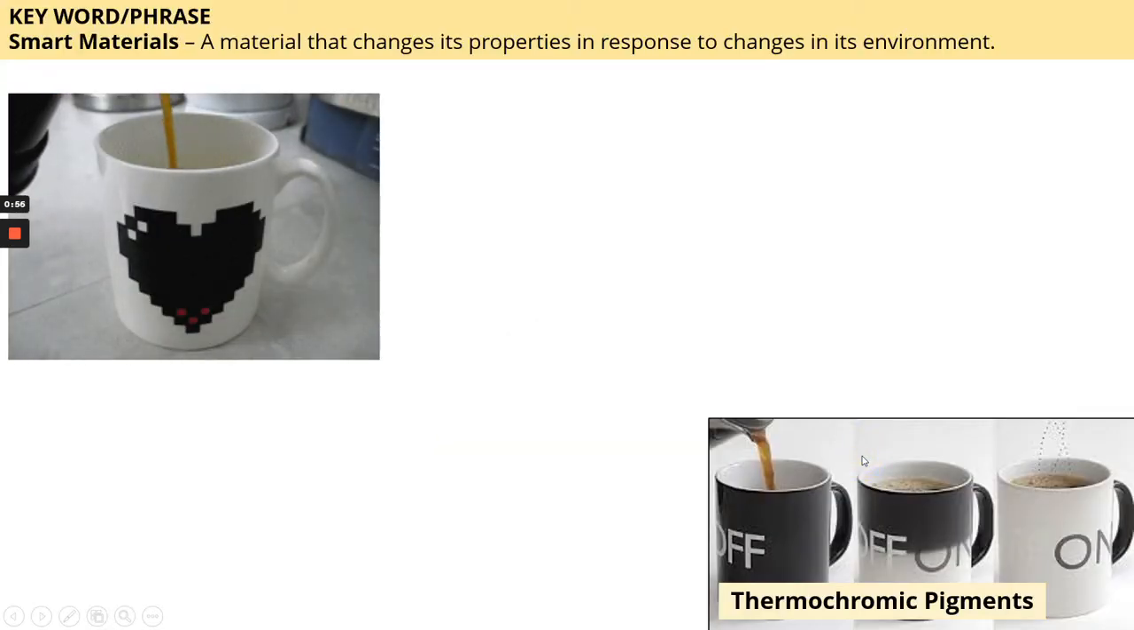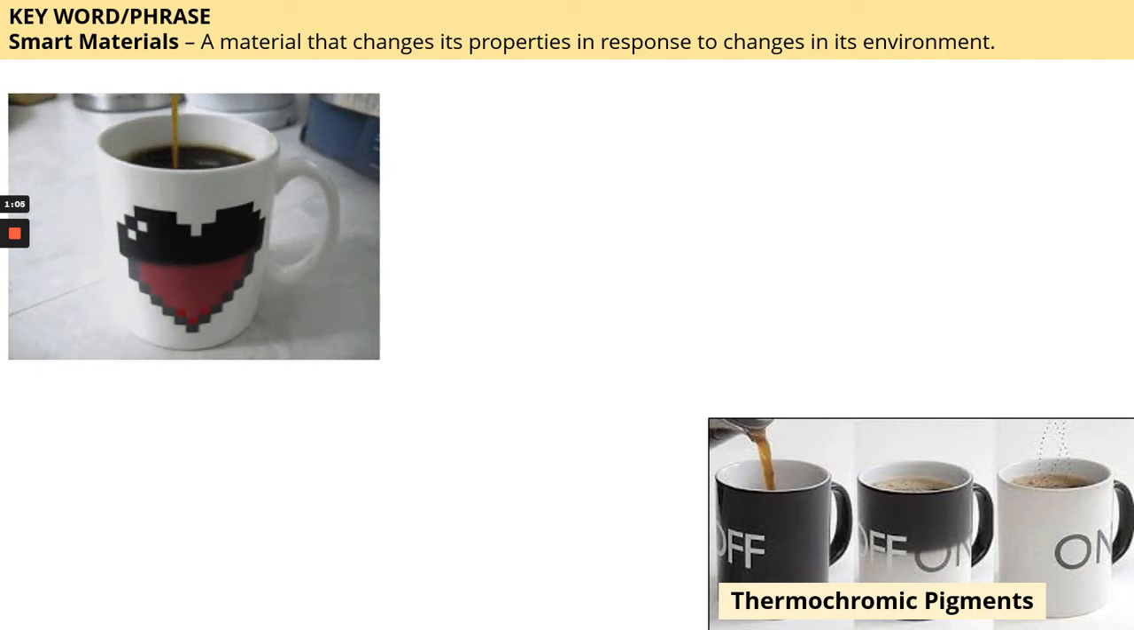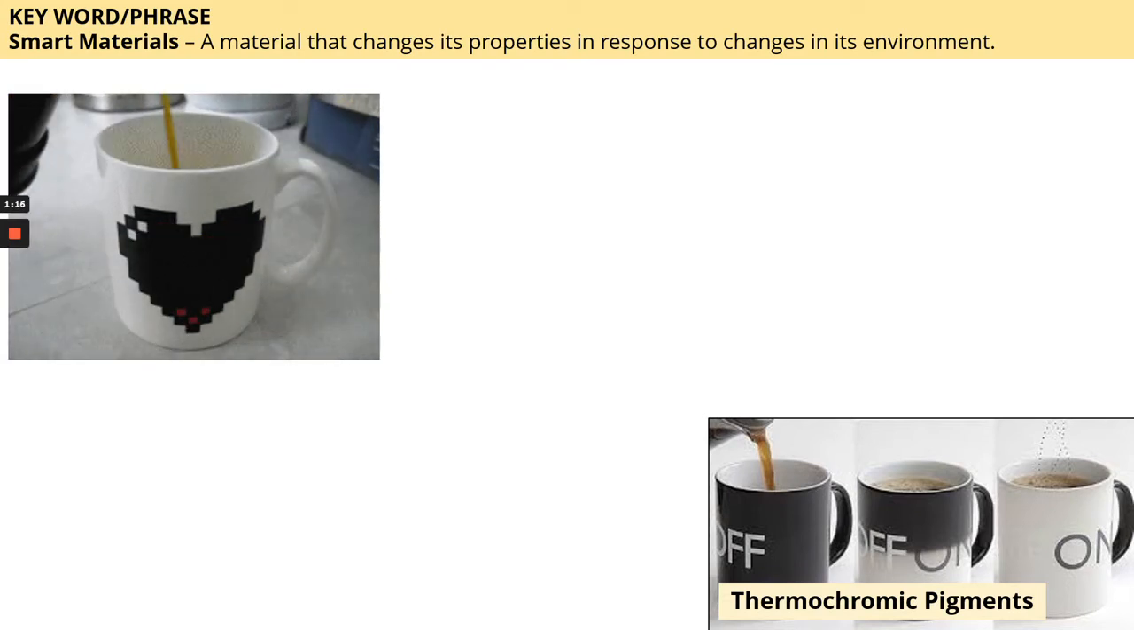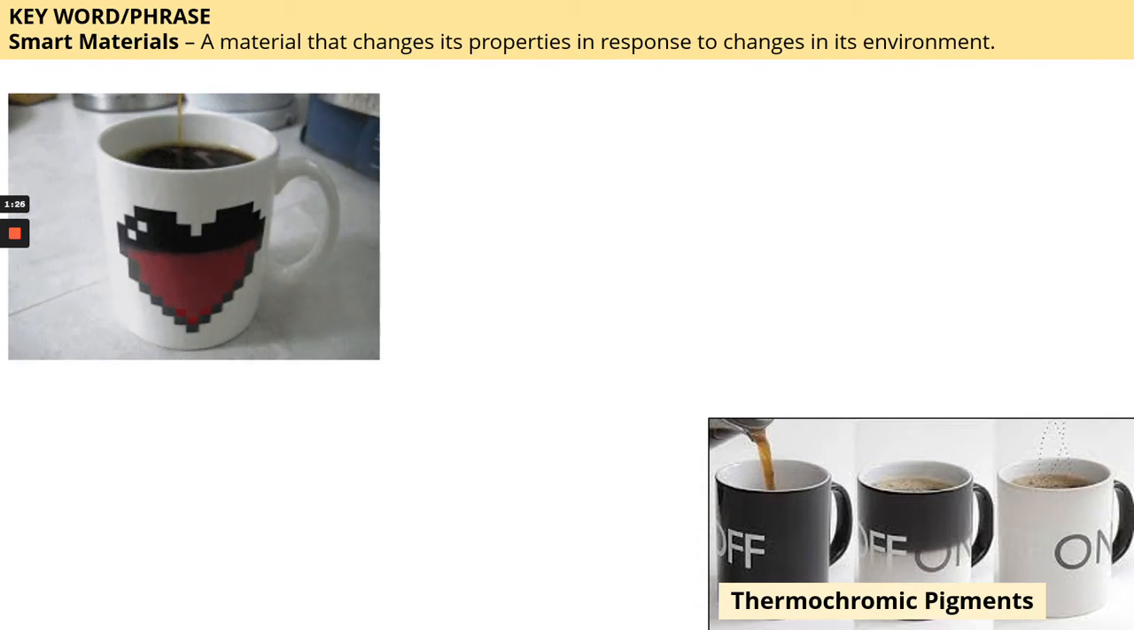So to begin with, what are smart materials? We've got that keyword at the top of the page. Smart materials are materials that change their properties in response to changes in the environment. So it changes specific parts about them or how they react to changes in the environment. By that, it could be changes in temperature, changes in heat, changes in light levels.